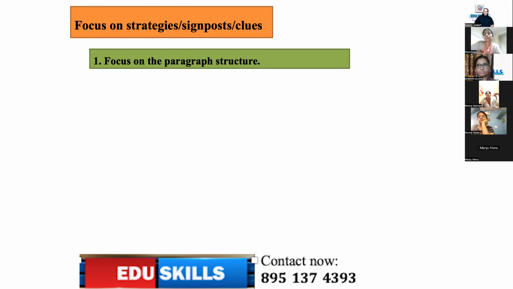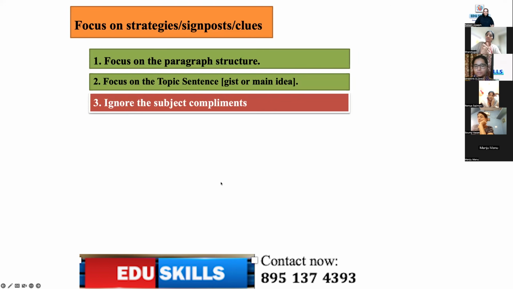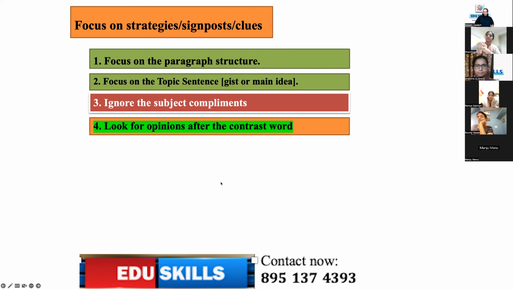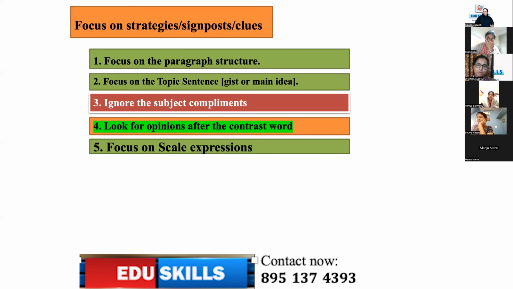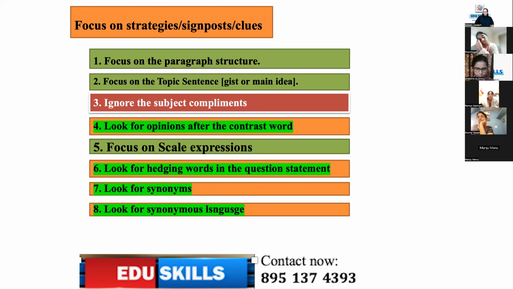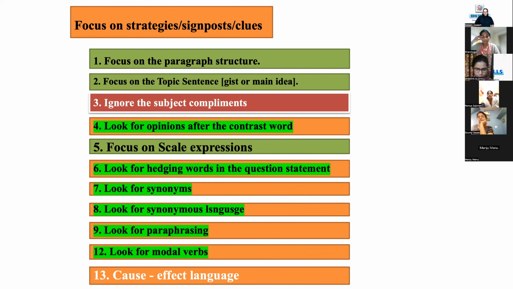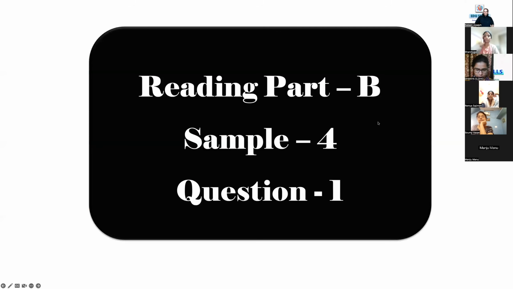And now focus on strategies, signposts, and clues. Focus on the paragraph structure, as you know, that's main. Second, focus on the topic sentence for gist or main idea. Ignore the subject complements. Look for opinions after the contrast word. Focus on scale expressions. Look for hedging words in the question statement. Look for synonyms, synonymous language, paraphrasing, and look for modal verbs and cause and effect language. All these things have been explained repeatedly earlier.